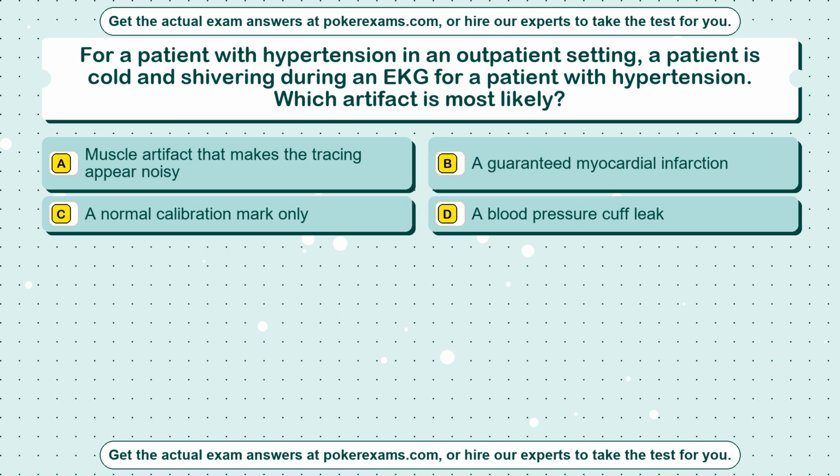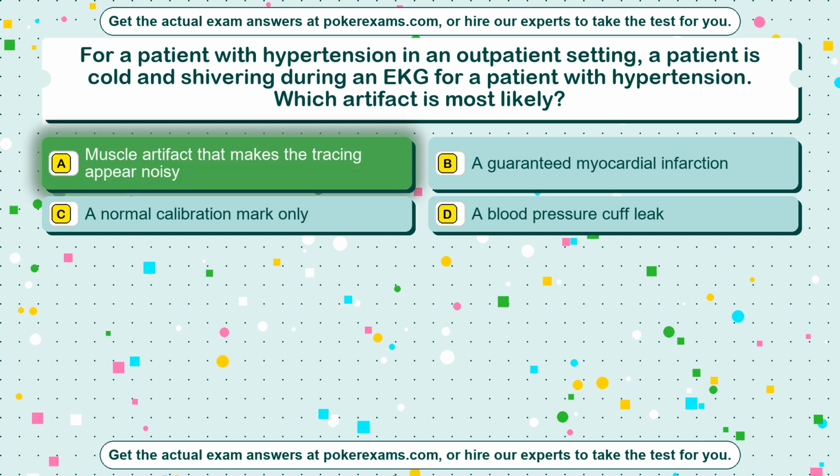Question 39. For a patient with hypertension in an outpatient setting, the patient is cold and shivering during an EKG. Which artifact is most likely? Option A, muscle artifact that makes the tracing appear noisy. Option B, a guaranteed myocardial infarction. Option C, a normal calibration mark only. Option D, a blood pressure cuff leak.